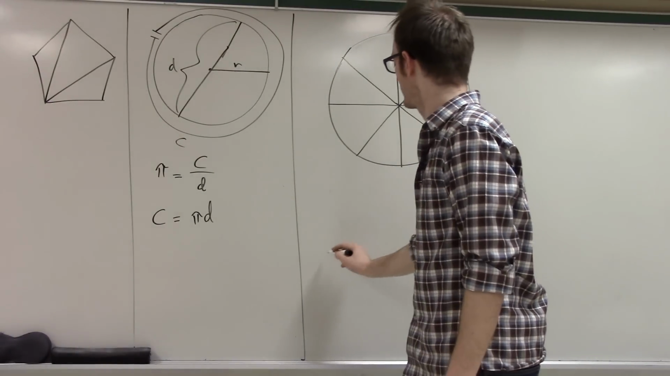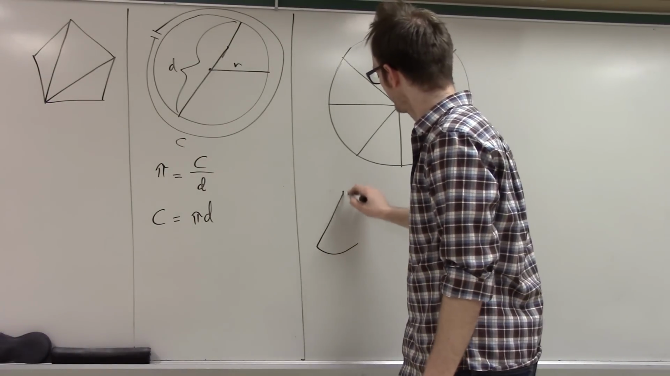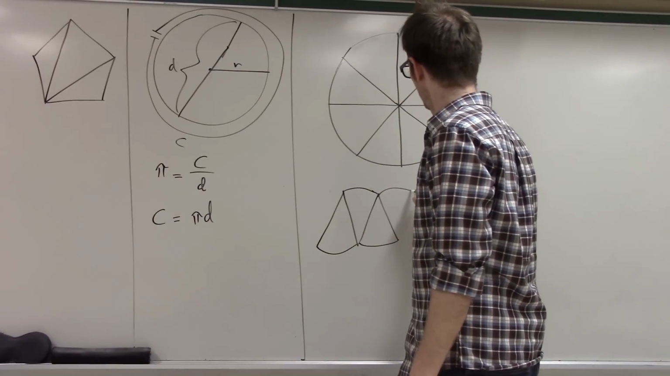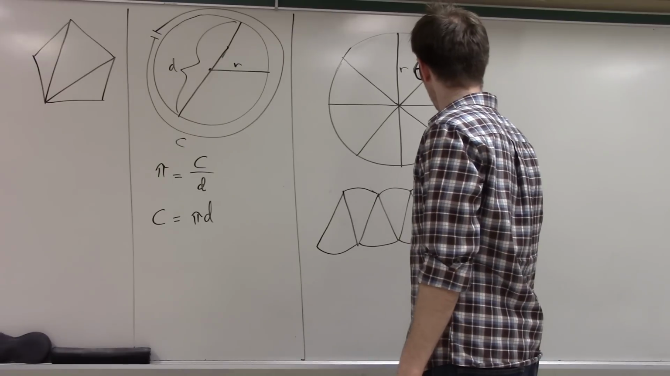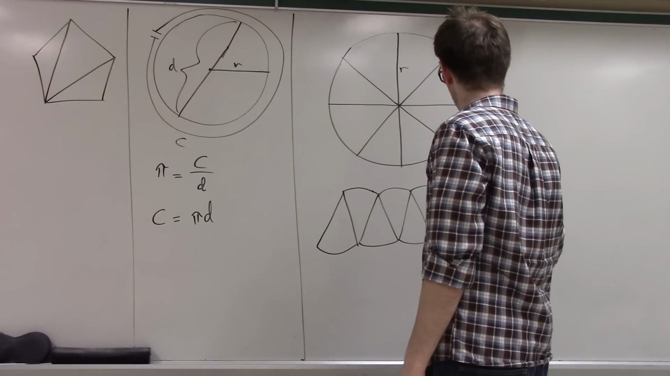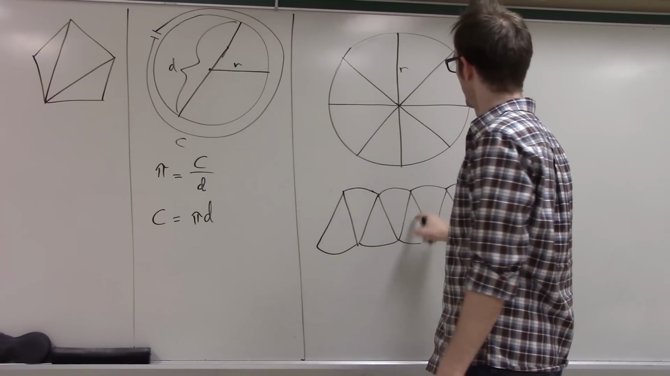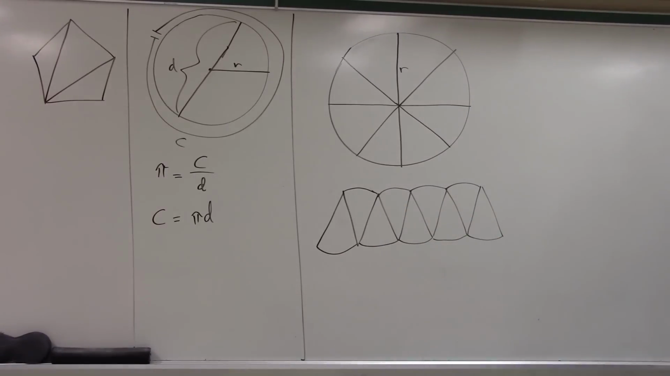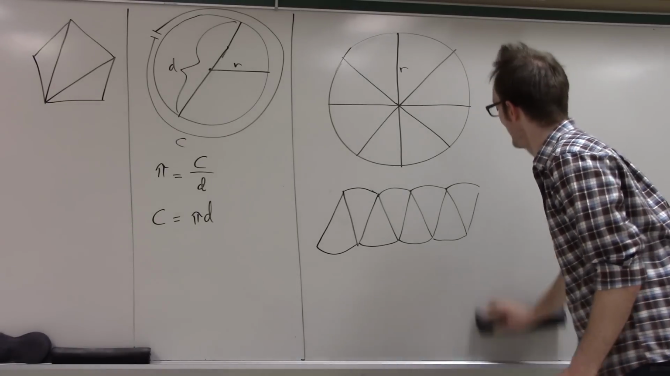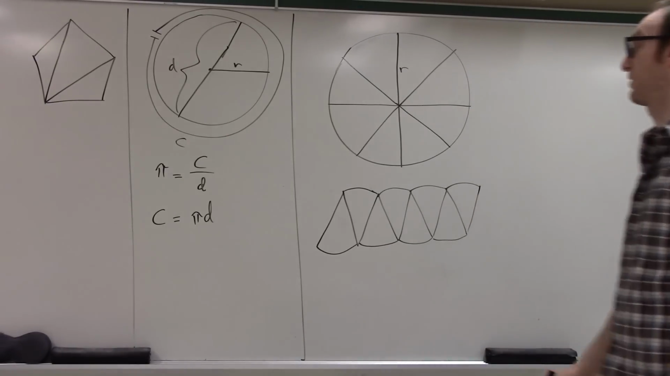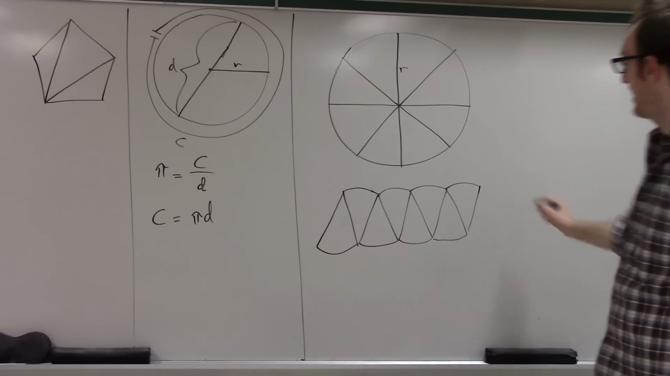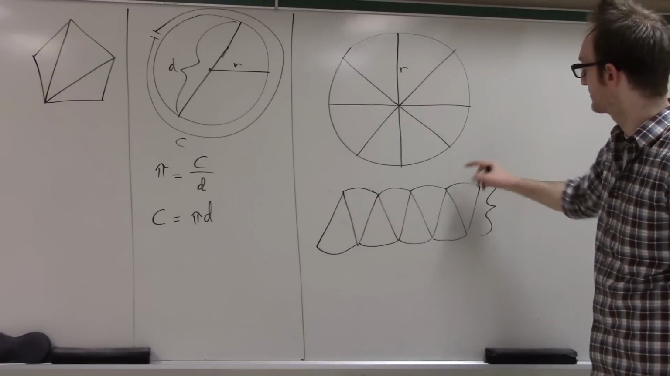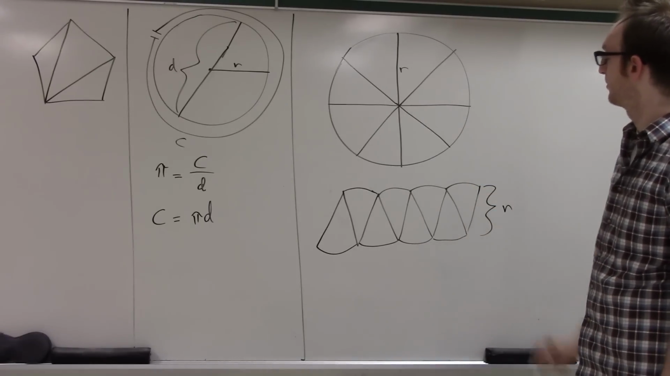But if I take these wedges and rearrange them in a particular formation, 1, 2, 3, 4, 5, 6, 7. I think I miscounted. 1, 2, 3, 4, 5, 6, 7, 8. What I have is something which resembles a parallelogram, or perhaps just a rectangle. And what is the height of this parallelogram-looking thing? Well, it is more or less, roughly speaking, the radius.